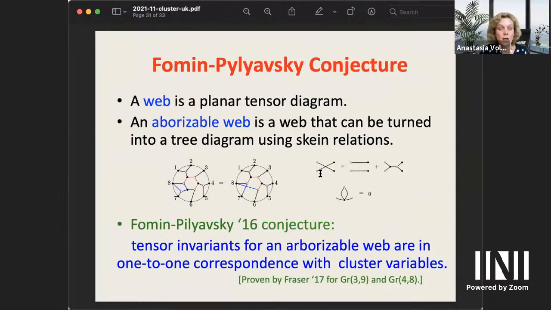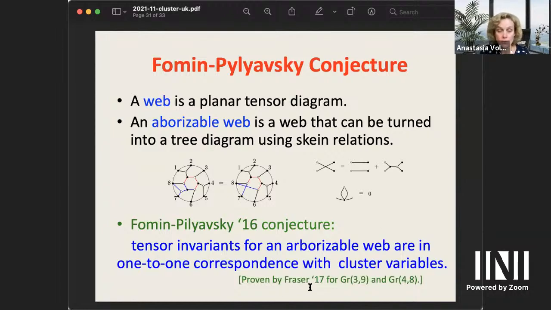I remind you that a planar tensor diagram is called a web. And an arborizable web is a web that can be turned into a tree diagram using skein relations. So for example, here is an example of this in practice. Again, I probably don't need to show you for this audience. Here is a diagram. You can show that it's equivalent to this diagram via this set of relations. And the conjecture is that the tensor invariants for an arborizable web are in one-to-one correspondence with cluster variables.